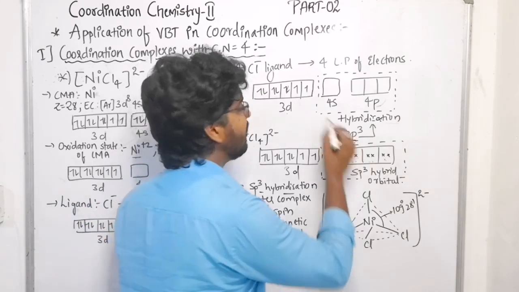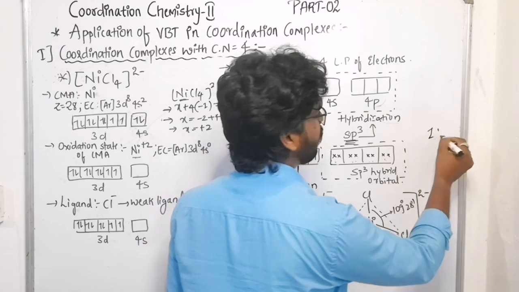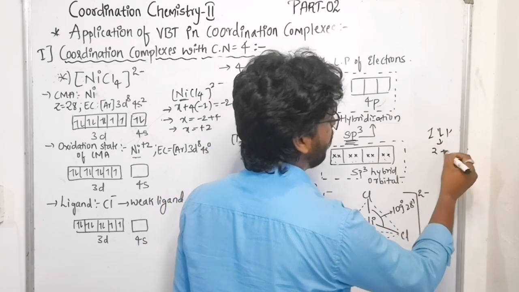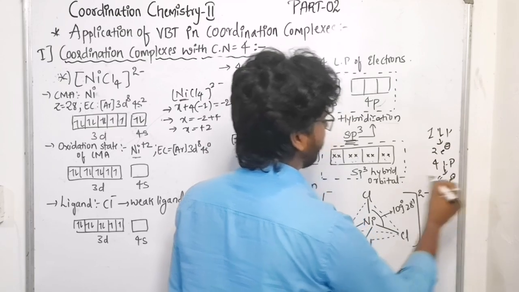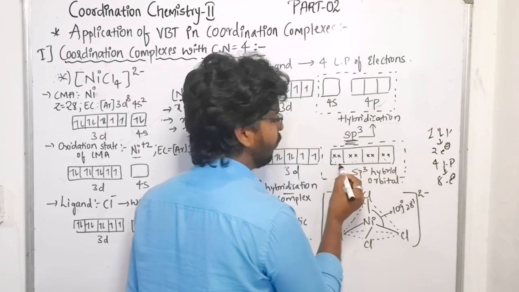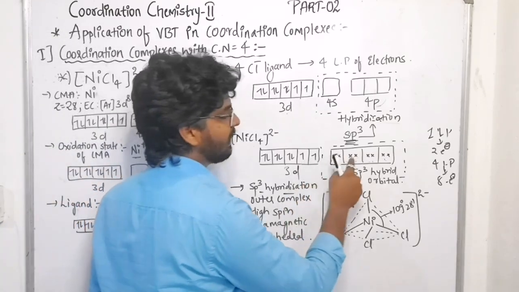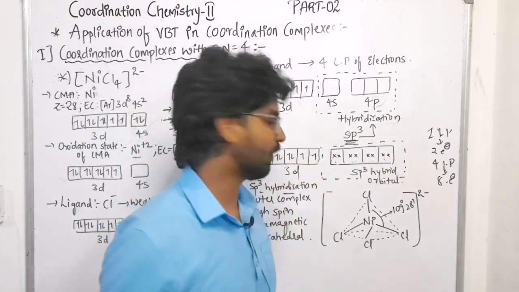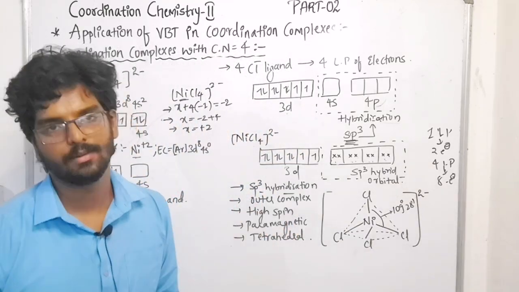Now the thing is, each Cl donates a lone pair of electrons. That is 1 lone pair is equal to 2 electrons. That means 4 lone pairs means 8 electrons. How many Cl are there? 4 Cl are there. So each Cl will donate 2 electrons into each sp3 hybrid orbital, and the complex is formed.